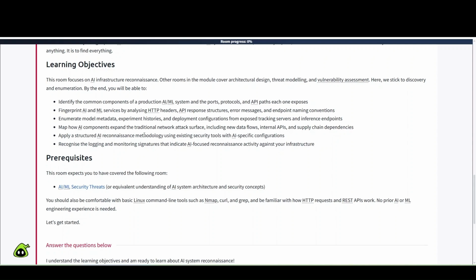Apply a structured AI reconnaissance methodology using existing tools with AI-specific configurations. Recognize the logging and monitoring signatures that indicate AI-focused reconnaissance activity against your infrastructure.